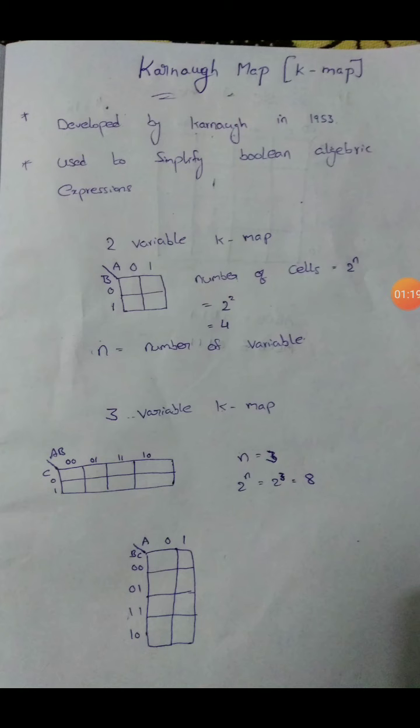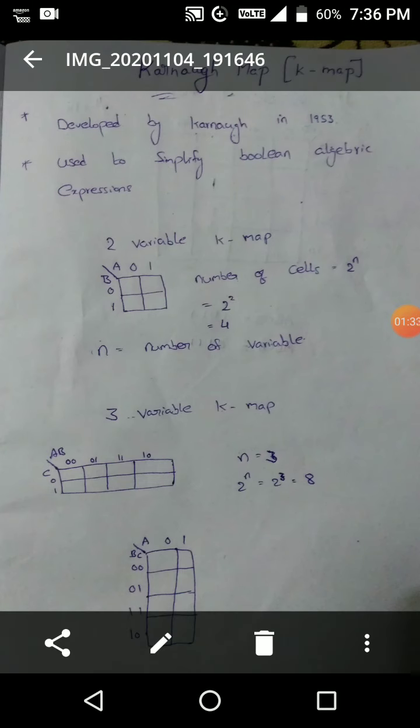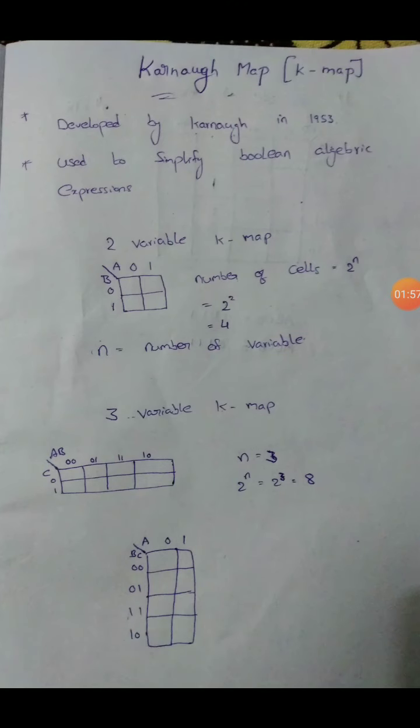For the three variable K map, here n equals 3, and 2 power n means 2 cubed, equal to a total of 8 cells. For the three variable K map, the row side has the AB variables and the column side has the C variable. We have the combinations 0 0, 0 1, 1 1 and 1 0 on the row side, and on the column side we have 0 and 1. With these combinations we identify the three variable K map.